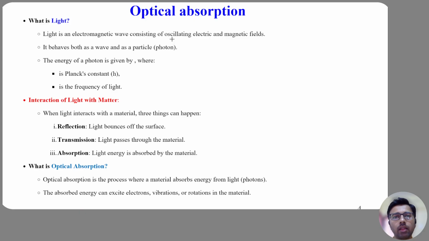When light interacts with matter, three physical processes may occur. First is reflection, where light bounces from the surface. Second is transmission, where light passes through the material. And third is absorption, where light energy is taken up by the material. Therefore, optical absorption is defined as the process in which a material absorbs energy directly from incident photons.